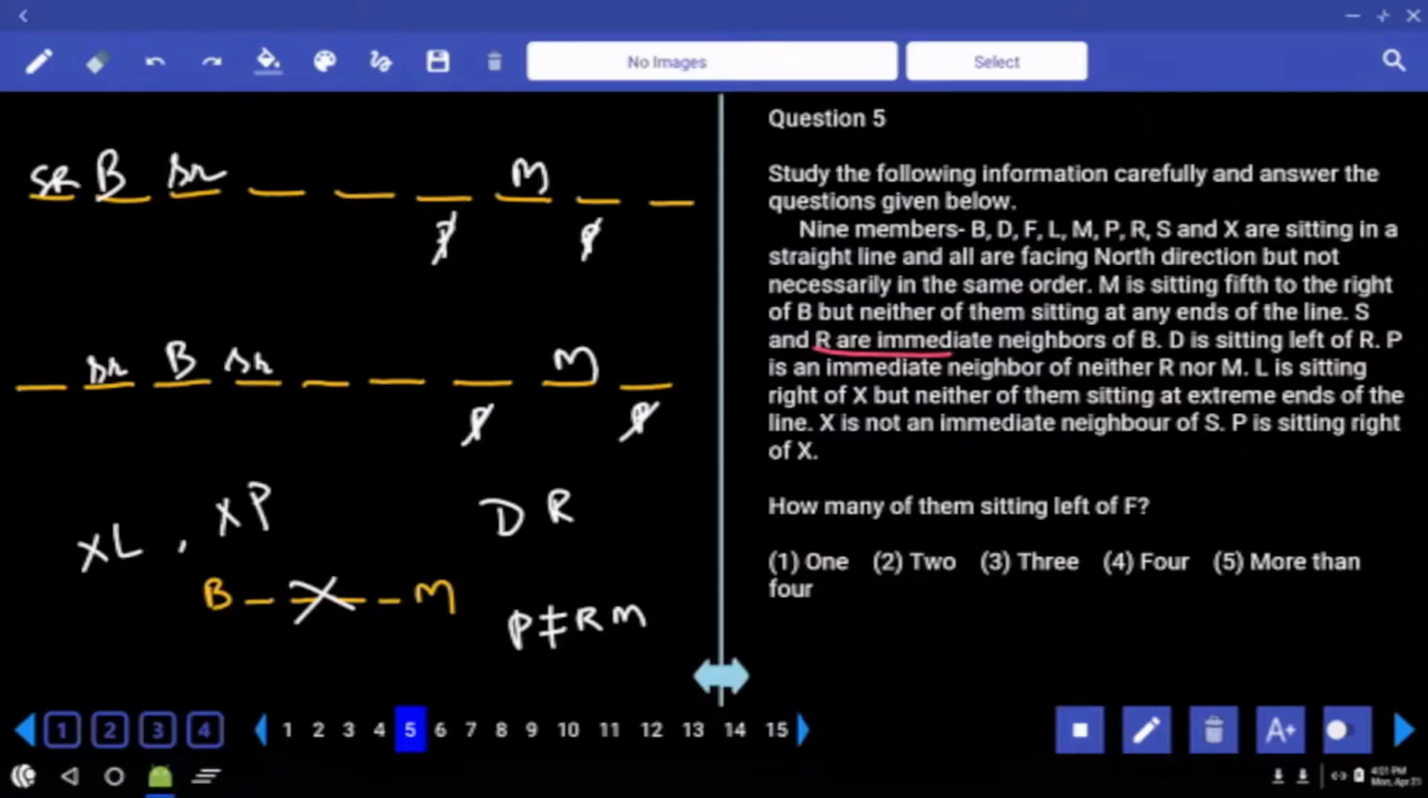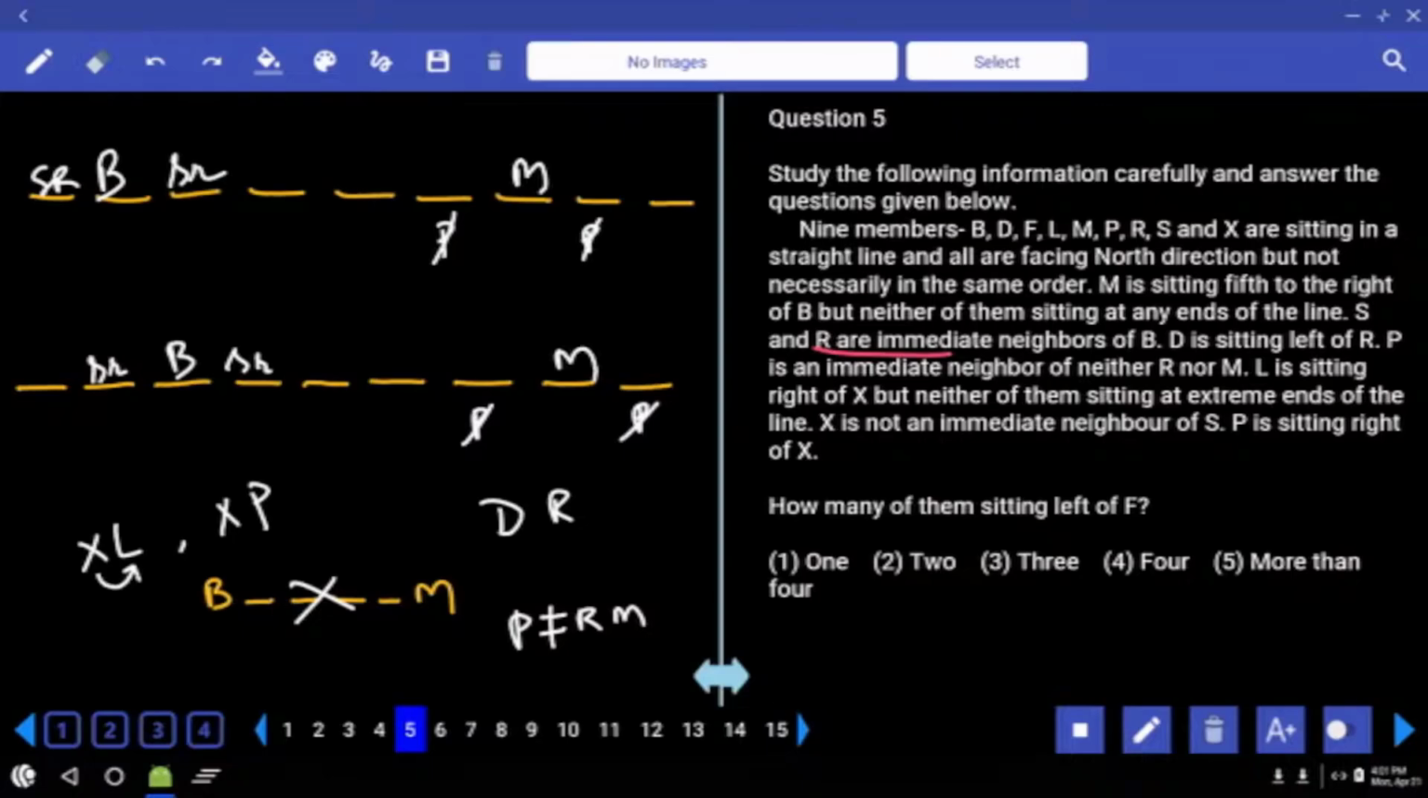Then tell me from where we need to start. Now P is sitting right of X. Then where should this X be? X and L are immediate neighbors. L is sitting to the immediate right of X. L is to the immediate right of X, he said, right?